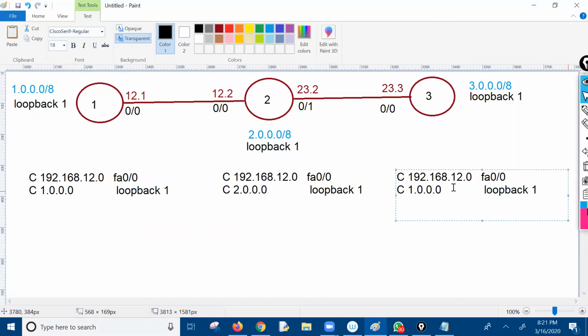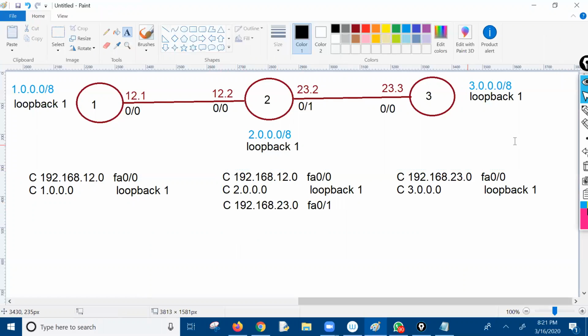This is my connected information of this one. This will be the 23.0, and we have one more route on R2 because we have another connected route, that is 192.168.23.0, that is also on 0/1. This is my default routing table of routers, right?